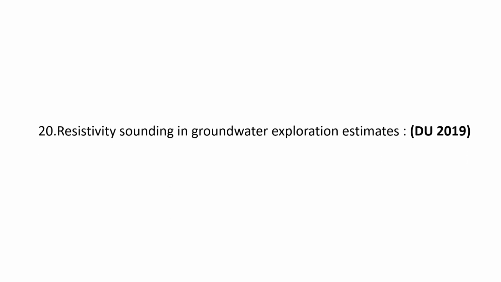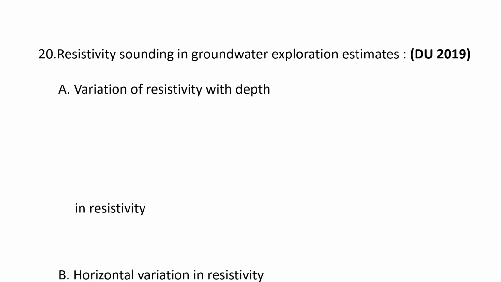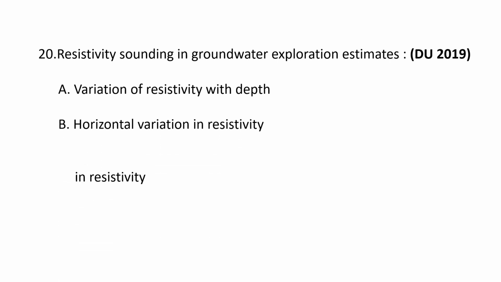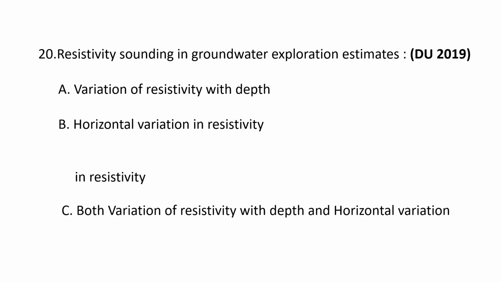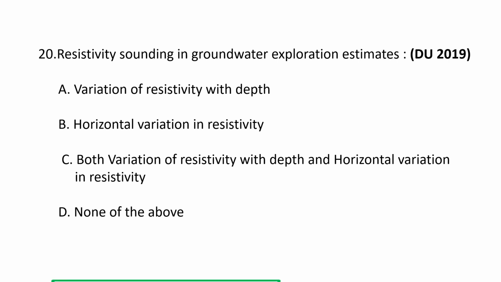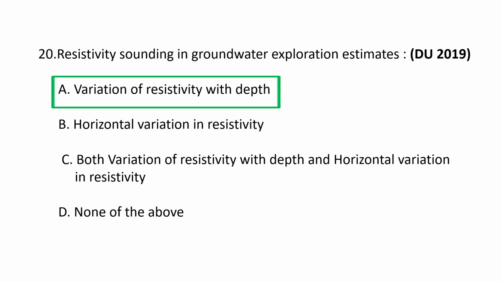Next question. Resistivity sounding in groundwater exploration estimates: A. variation of resistivity with depth, B. horizontal variation in resistivity, C. both variation of resistivity with depth and horizontal variation in resistivity, and D. none of these. Resistivity sounding in groundwater exploration estimates variation of resistivity with depth.